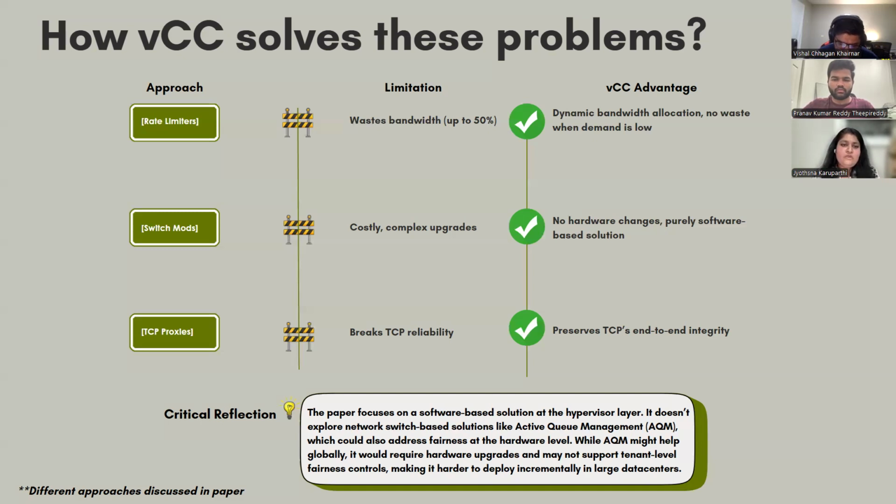Let's see this critical reflection over here. It means one could smartly switch with AQM, which is active queue management, which controls congestion at the switch and fixes this unfairness without VCC. The paper skips this idea because it only focuses on a software solution instead of hardware changes, which leaves us wondering about other possibilities. Next, we will dive into how VCC works and how to make it smarter and better.